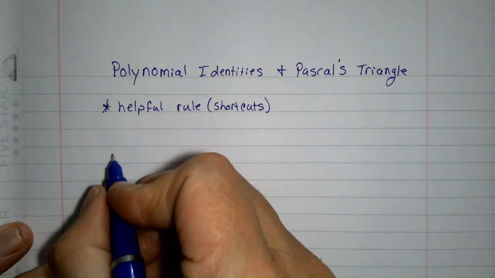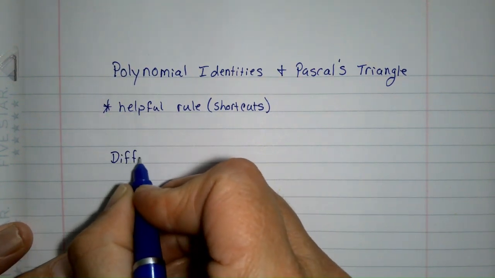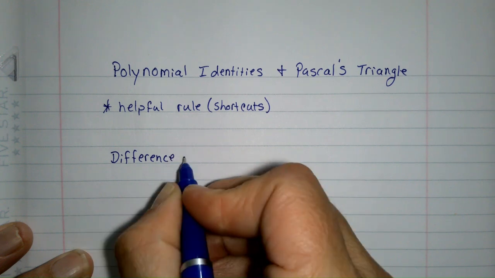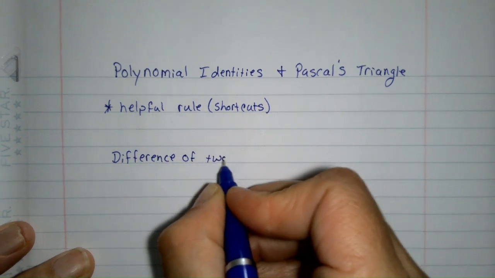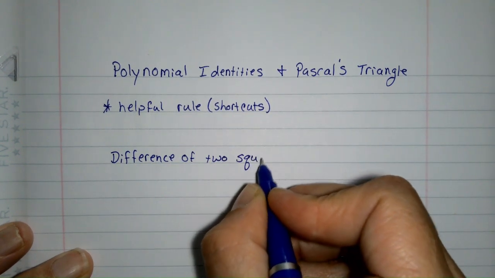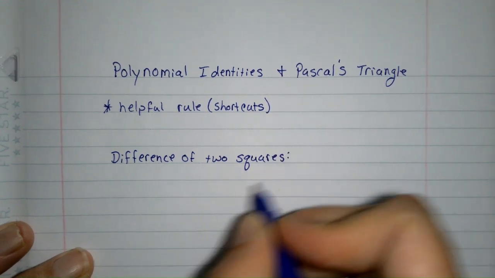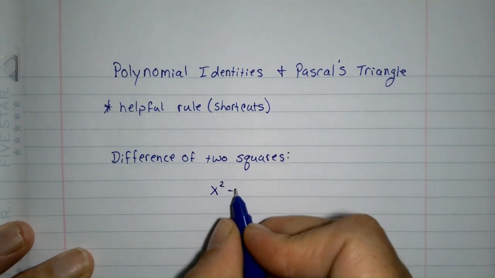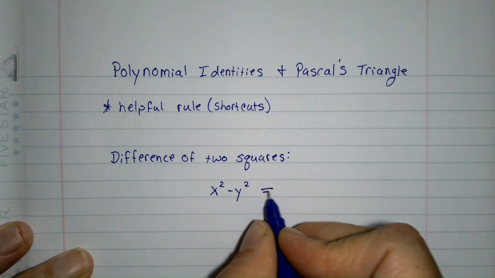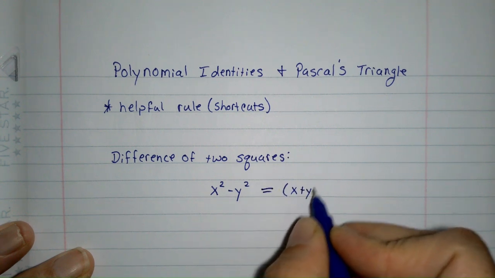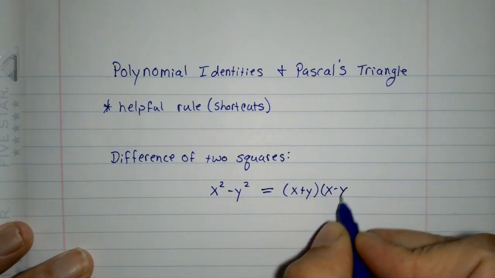So in some of my other videos, we've talked about the difference of two squares. This is an example of an identity. For example, x squared minus y squared is equal to x plus y being multiplied by x minus y.